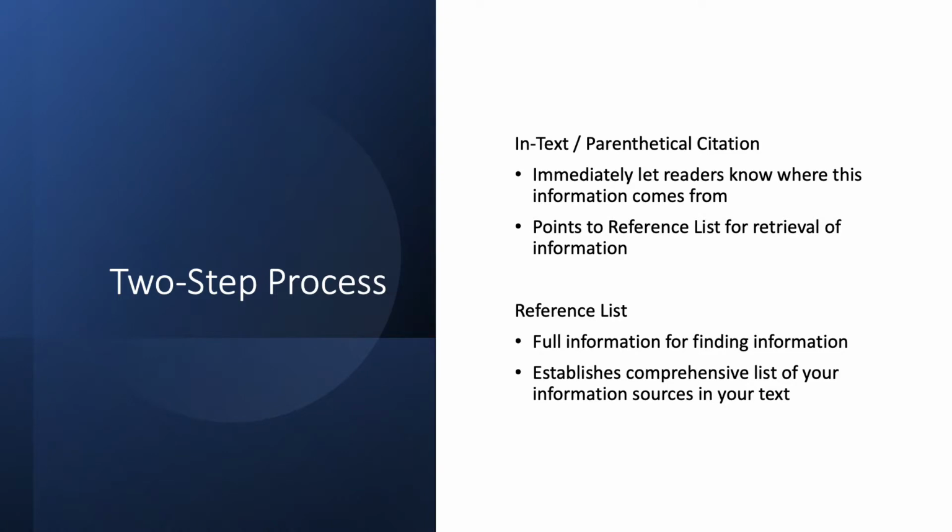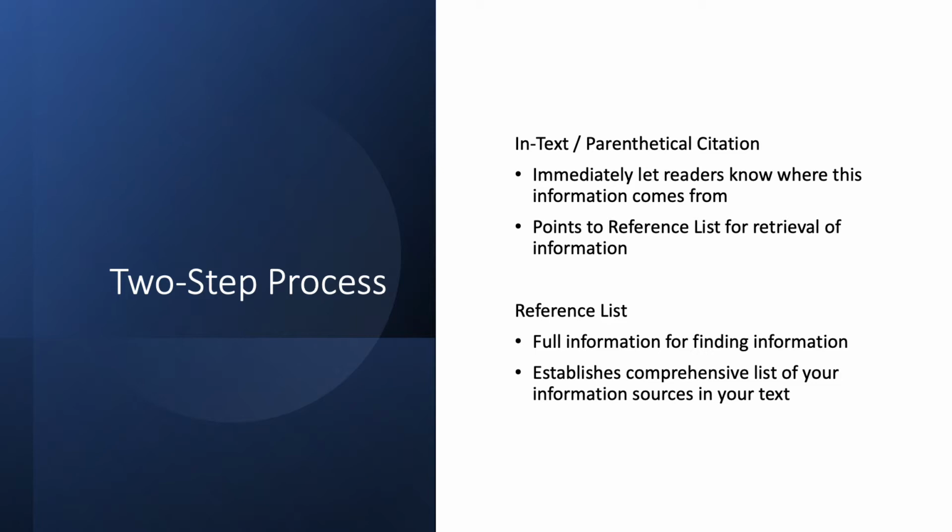Now, citing sources is really a two-step process. There are two parts to any citation. The first is what we call an in-text or parenthetical citation. And this is a quick reference to the source that you're discussing at that point in your paper. And it immediately lets readers know where you got that information from. It's also a little roadmap to the reference list, which is the second part of this process.